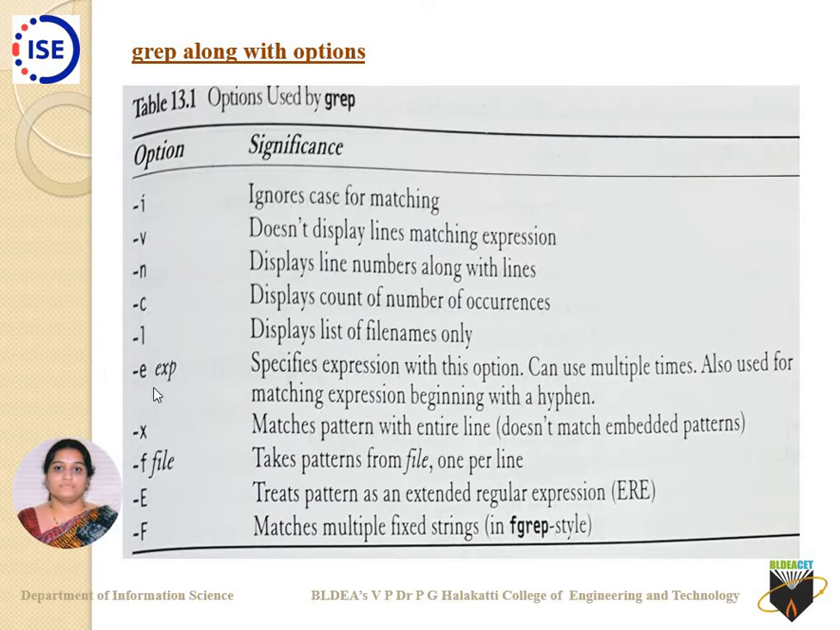Then comes -e with an expression. This is used when you want to search for multiple patterns within a single grep command. -x matches the pattern with the entire line, whatever pattern you are listing. -f followed by a file takes the patterns from that particular file, one per line. So whatever file name you use, the patterns will be chosen from that file.